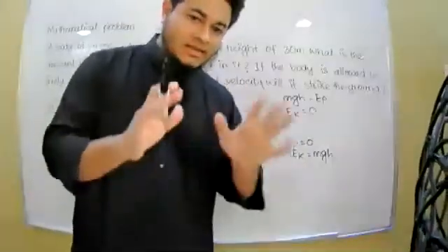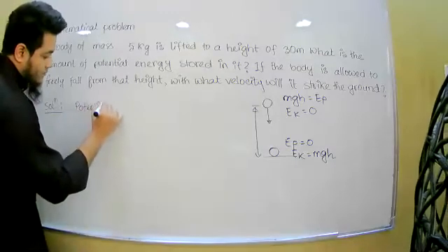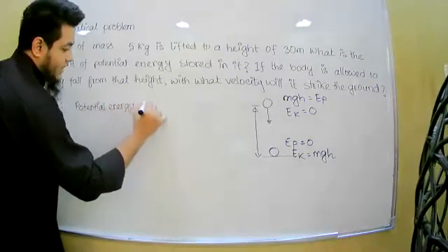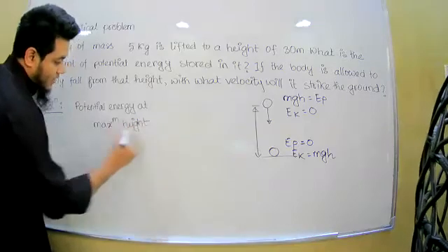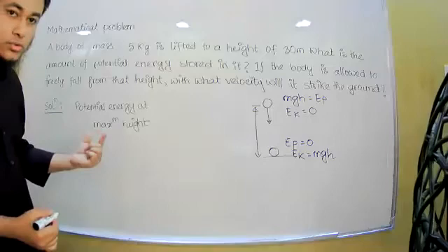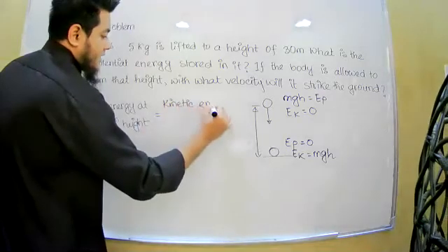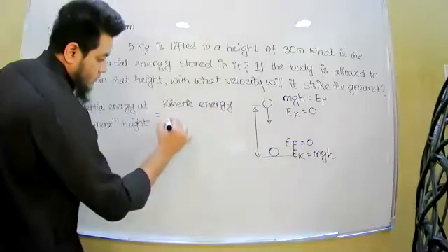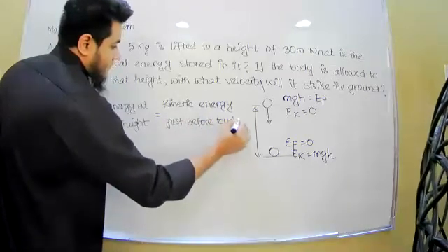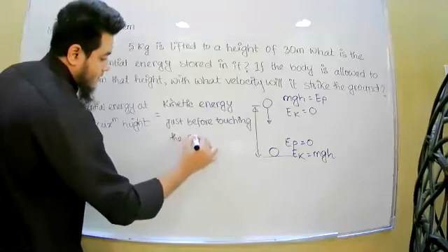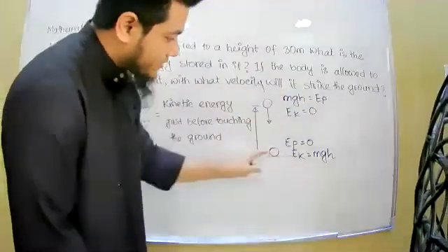So from here, can I say something? Potential energy at maximum height, I wrote maximum in a shortcut way, kindly you do not do this, okay, is equal to kinetic energy just before touching the ground. So can I write it? Potential energy at maximum height is equal to the kinetic energy just before touching the ground.